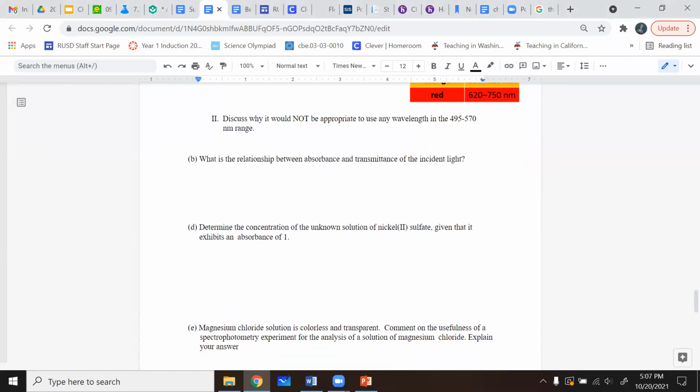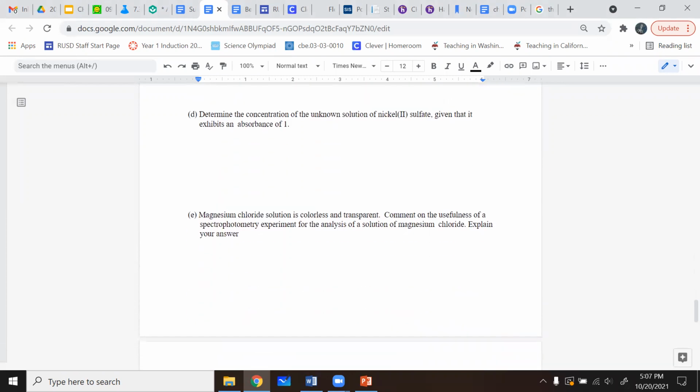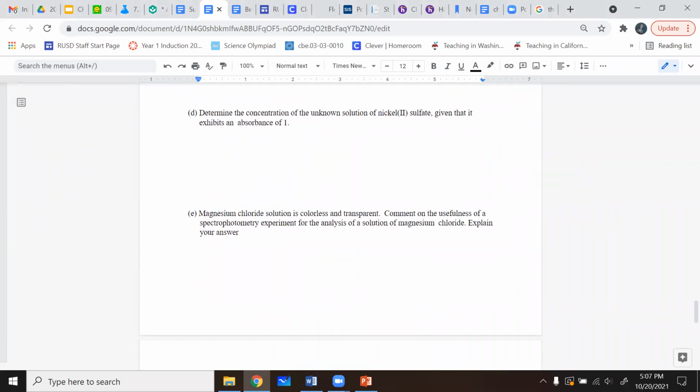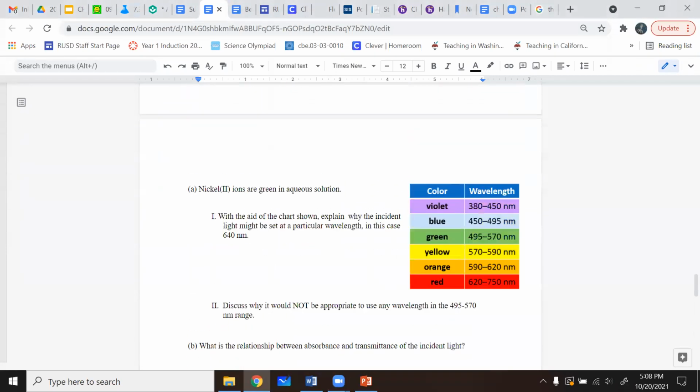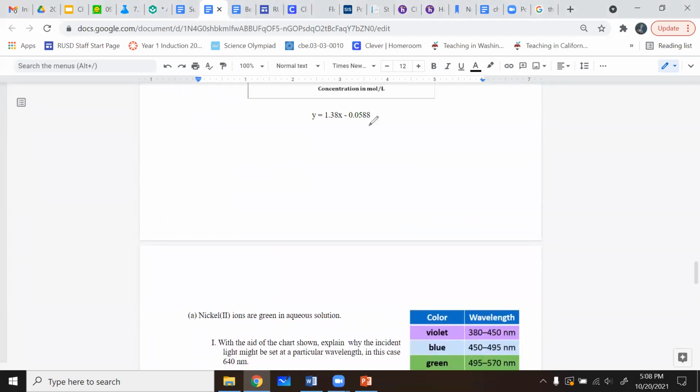Letter B asks you, what is the relationship between absorbance and transmittance of the incident light? You could cite the equation that shows their relationship. You could talk about the opposite nature of them. Either way, whatever makes you happy. Letter D asks you to determine the concentration of the unknown solution of nickel 2 sulfate, given that it exhibits an absorbance of 1. So we're giving you an absorbance value, 1, and I want you to solve for the concentration. So we're recalling that relationship that I cited up here, and you're going to use this equation, plugging in appropriately to solve for X, which is concentration.